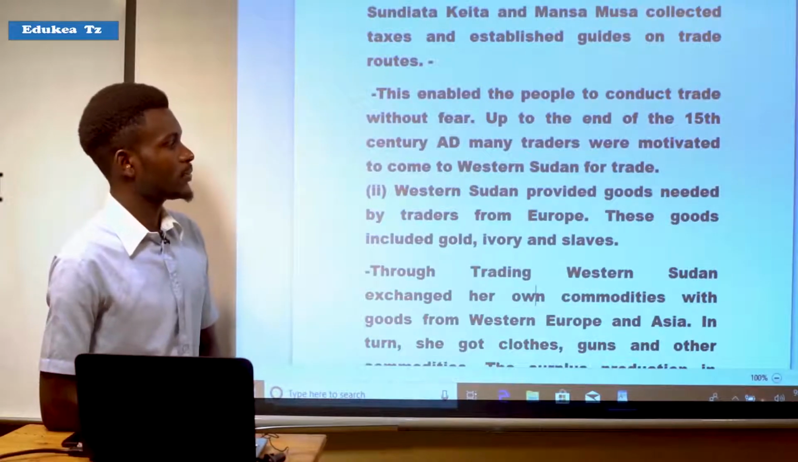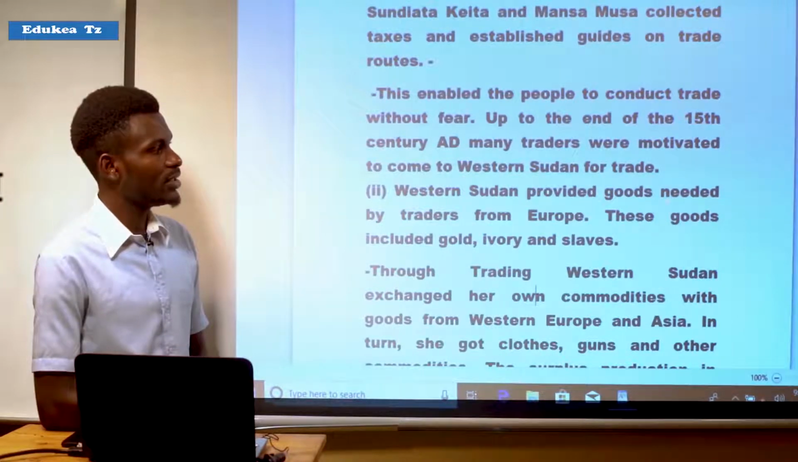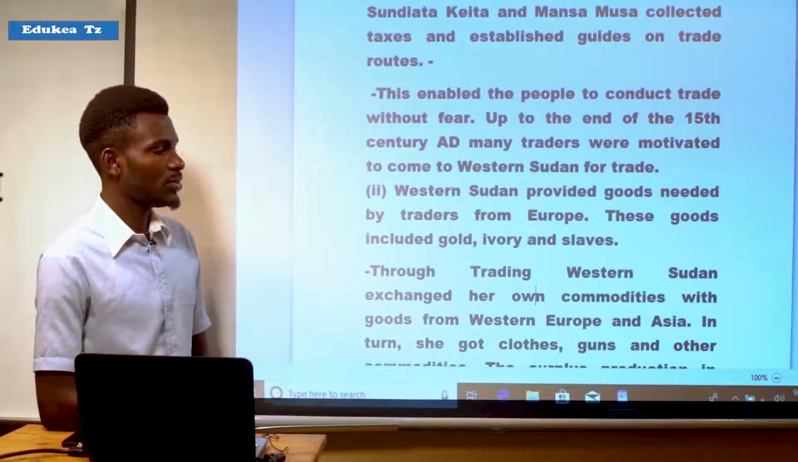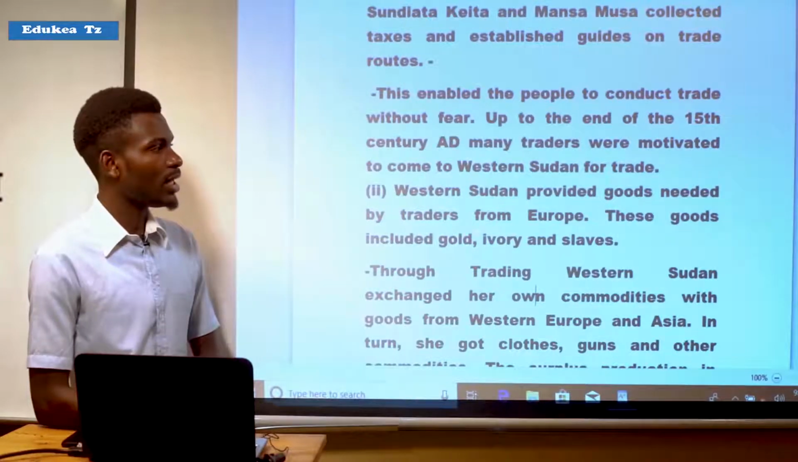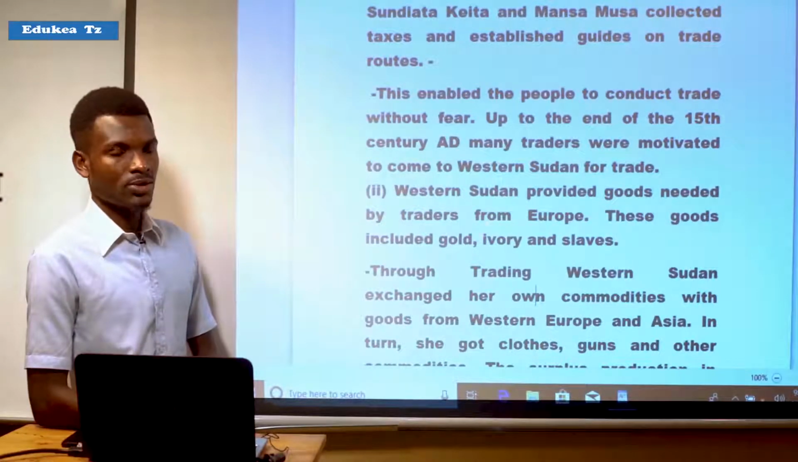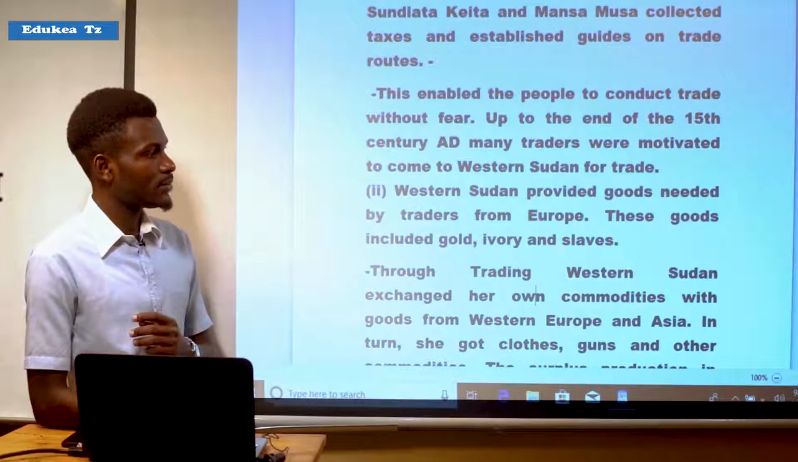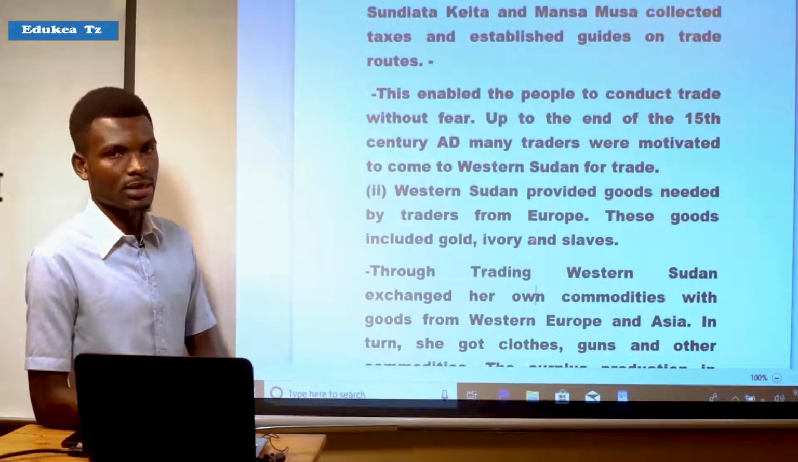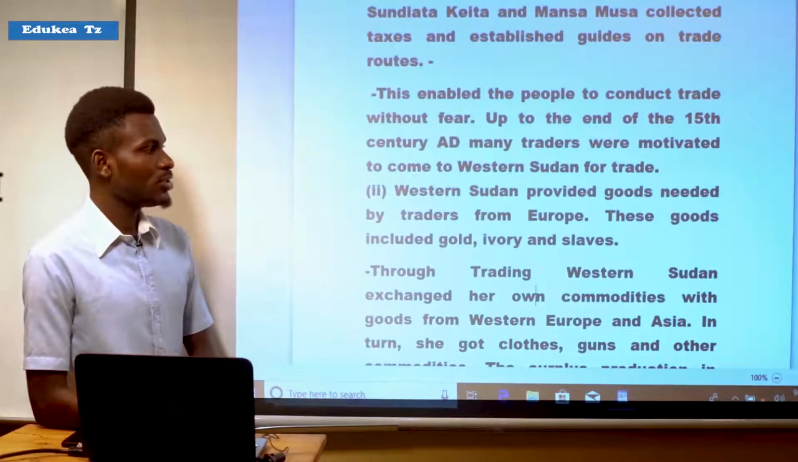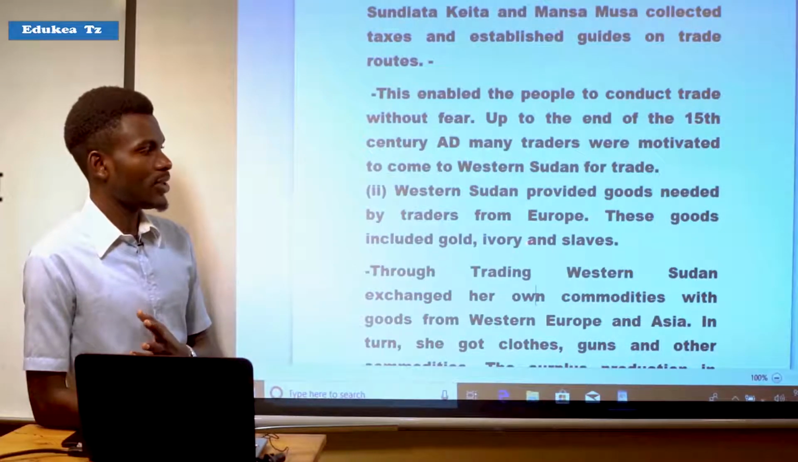The second factor for the growth of Transatlantic Trade was that Western Sudan provided goods needed by the traders from Europe. It means that Western Sudan provided goods that were in high demand by the European societies. These goods included gold, ivory, and slaves. These goods were needed by the European communities during the Transatlantic Trade, and that made the trade grow because of the availability of enough trade items that were needed by the traders.